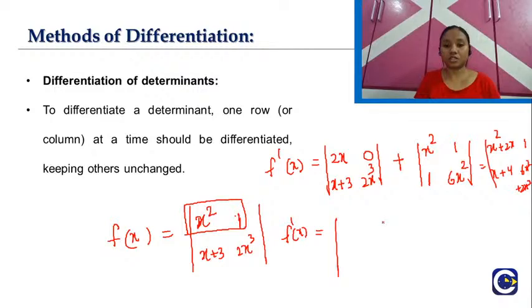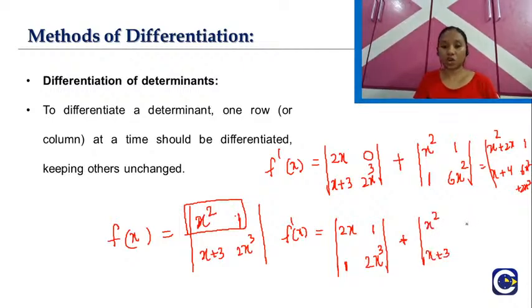Let me take the first column here, which means this one I have to differentiate. So it will be 2x, and then here it will be 1, and the remaining two terms will remain as they are. For the next one, I have to take my second column. So first column elements will remain as they are, and in the second column, the differentiation of 1 will be 0, and here it will be 6x square. We have to add these two, which means 2x plus x square, and here 1, and here x plus 4, here 2x cube plus 6x square.